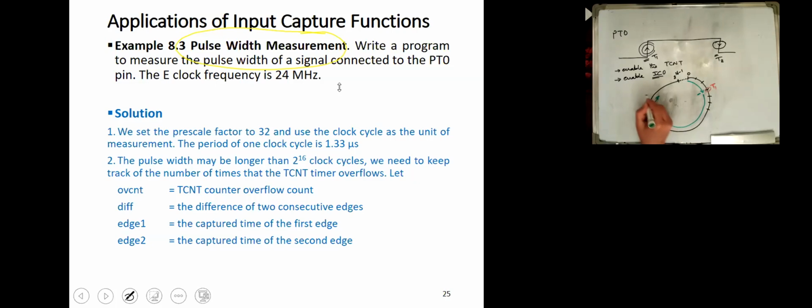The best case is when T2 is within the same overflow cycle. If it is here, then T2 minus T1 is straightforward. However, if the falling edge arrived later in time, here, this is T2. What is the width of the pulse? It is not T2 minus T1, because T2 minus T1 is just this time. What is the time?